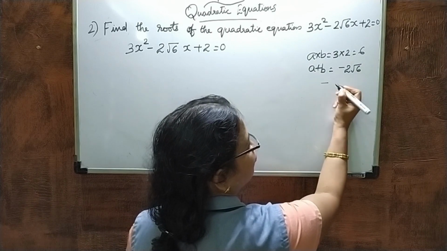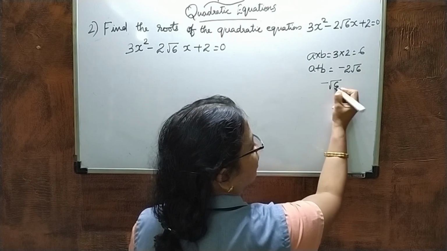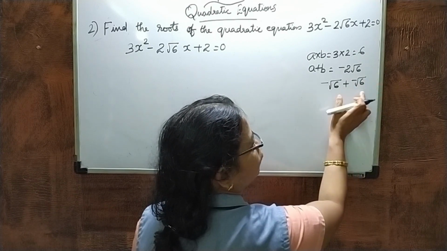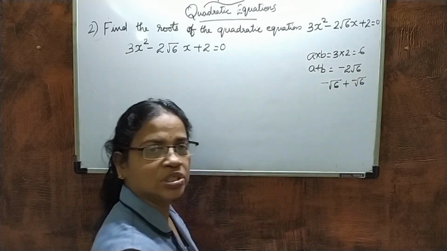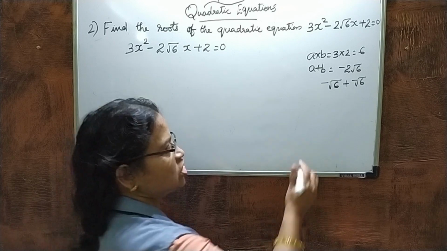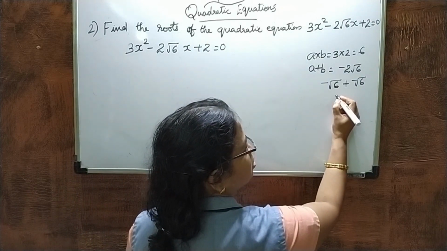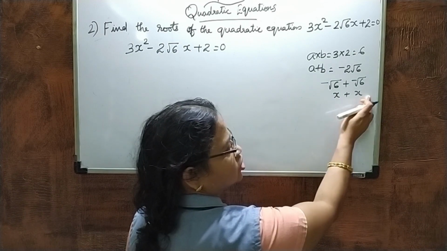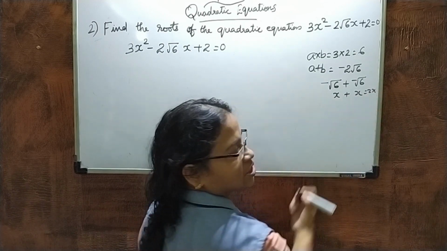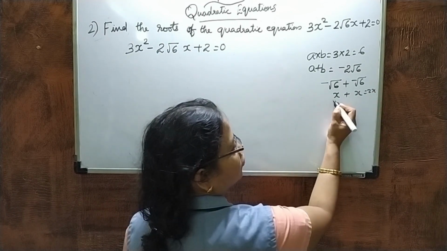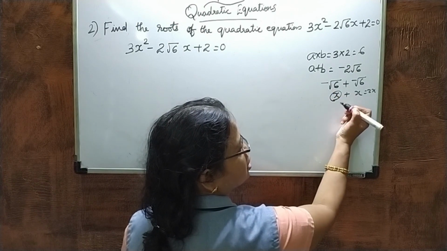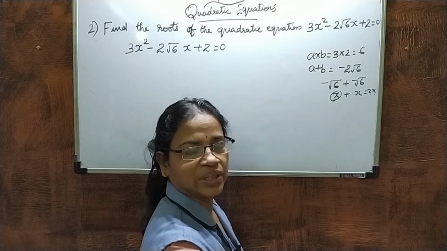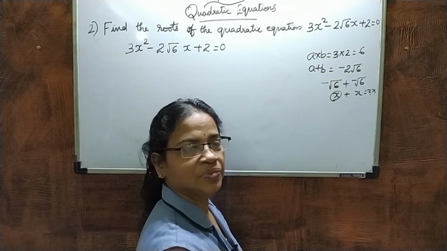That means if you add negative root 6 plus negative root 6, will you get the answer negative 2 root 6? Instead of negative root 6, just think it is x. What will you get as the answer? x plus x, you will get the answer 2x. So instead of x, negative root 6 plus negative root 6, what will you get? 2 into negative root 6, that means negative 2 root 6.